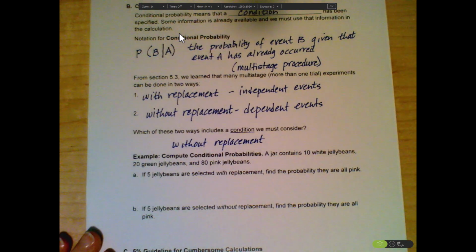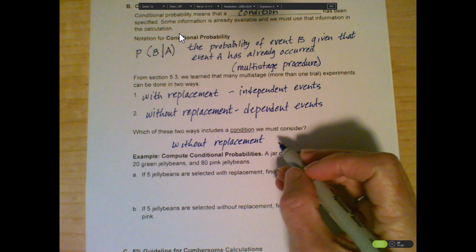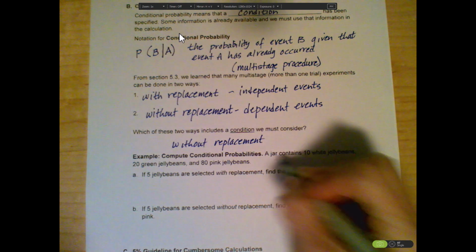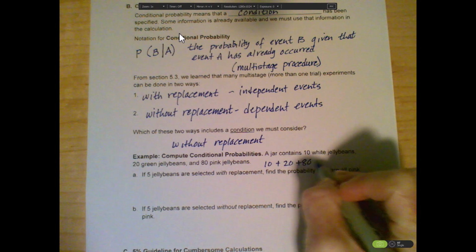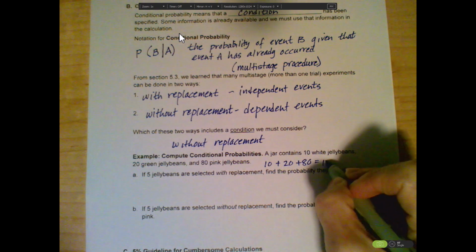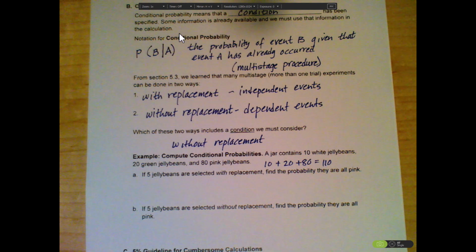Okay, we have an example here. Compute conditional probabilities. A jar contains 10 white jelly beans, 20 green jelly beans, and 80 pink jelly beans. Well, by now we know in order to do probabilities, we need to know how many jelly beans we have. So let's add that up. We've got 10 plus 20 plus 80, and we get 110 total jelly beans. We're going to need that number, right?